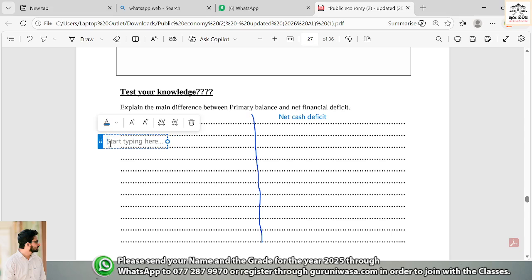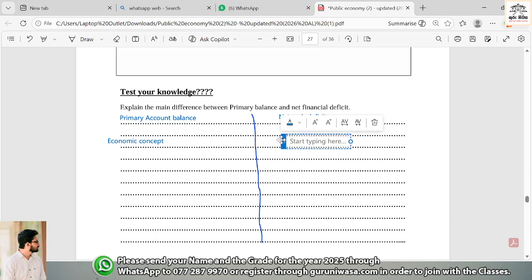Under the primary account balance, you can say it is an economic concept. But net cash deficit is considered a public accounting concept.